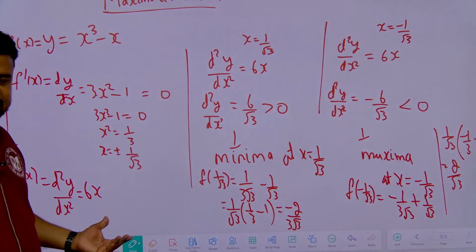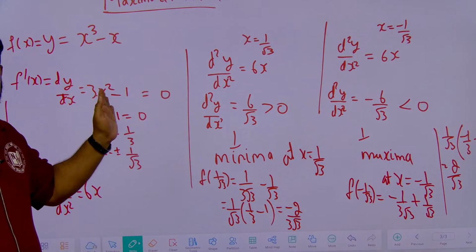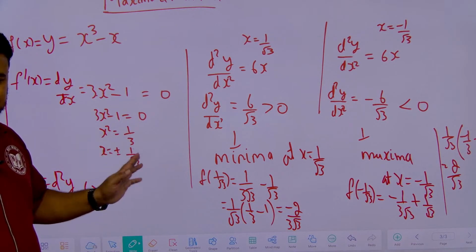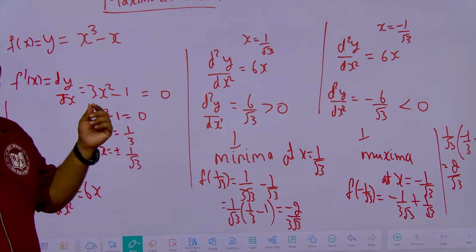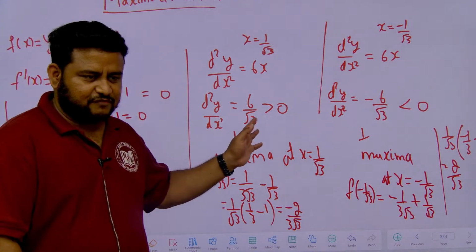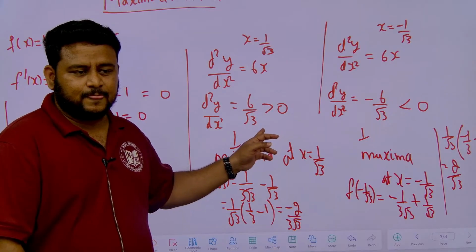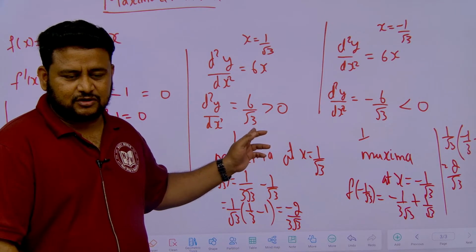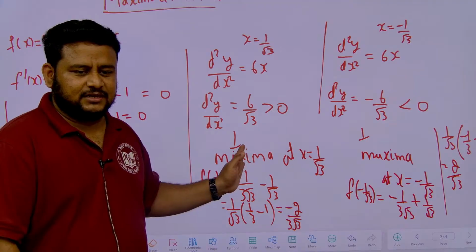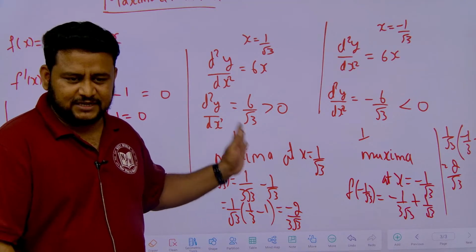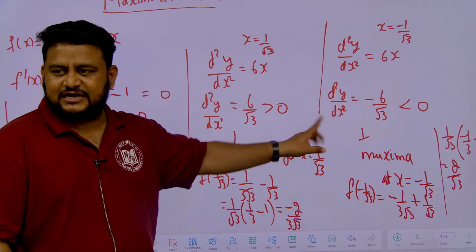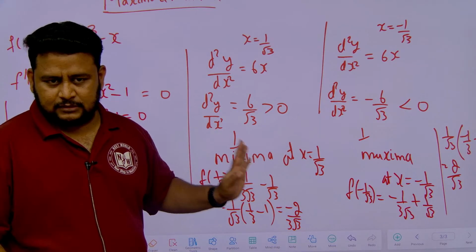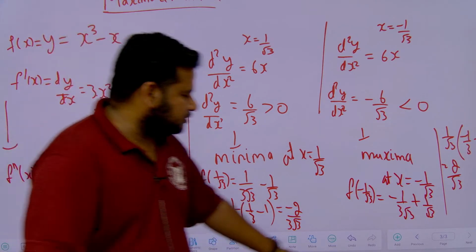After differentiating the second time, put the values of x you got. Two values of x you put in. If the second order derivative after putting the value of x is greater than 0, it is minima. Reverse: if it is less than 0, it is maxima. That's all.